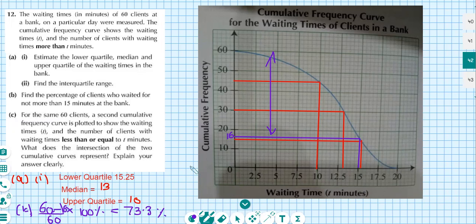Part C. For the same 60 clients, a second cumulative frequency curve is plotted to show the waiting time t and the number of clients with waiting time less than or equal to t minutes. What does the intersection of the two cumulative curves represent? Explain your answer clearly. So this curve should be just like this. So if this is the intersection, obviously this point of intersection gives you the median of the two curves because the data is the same.